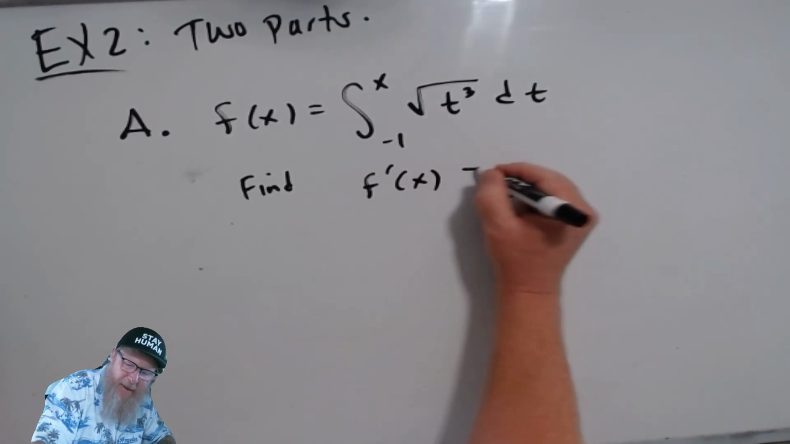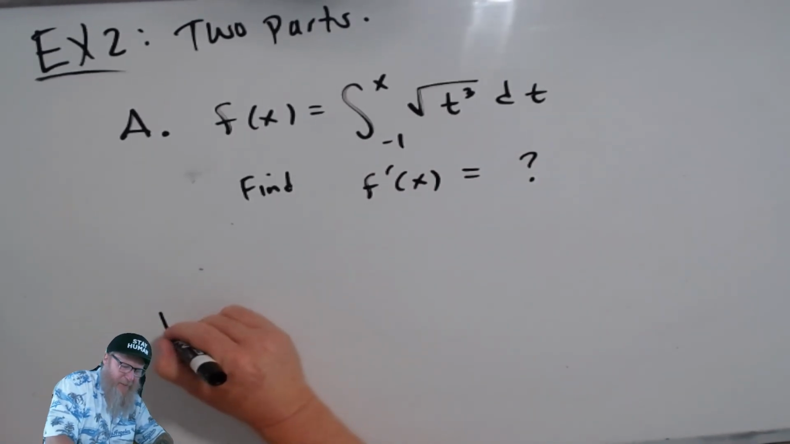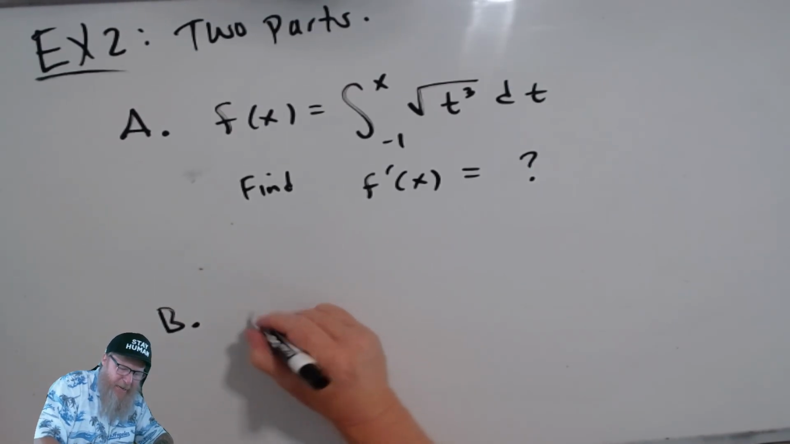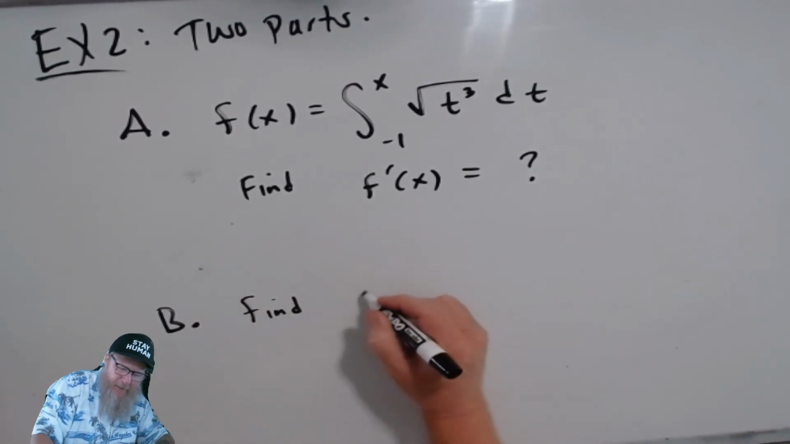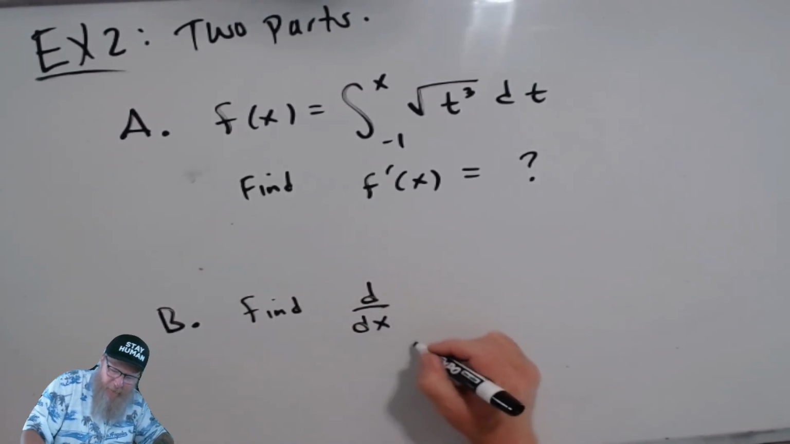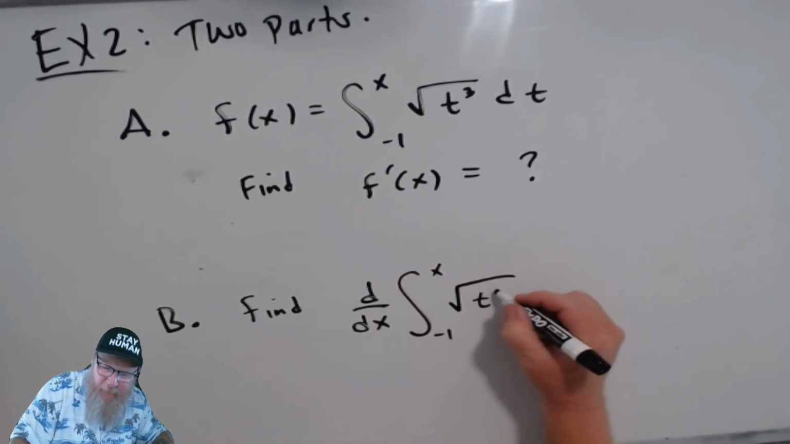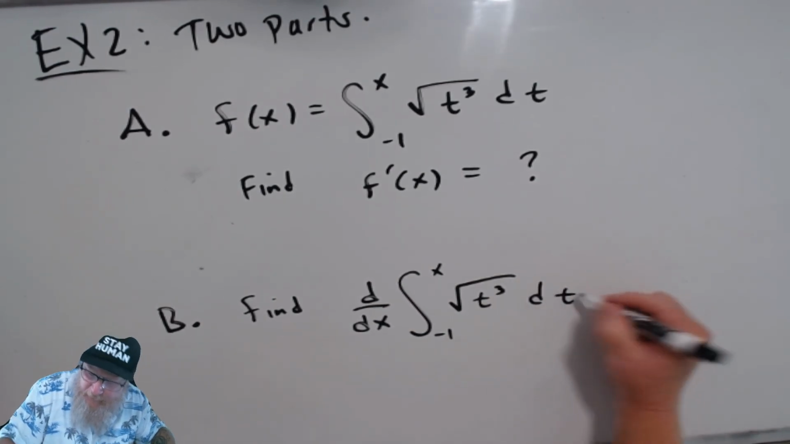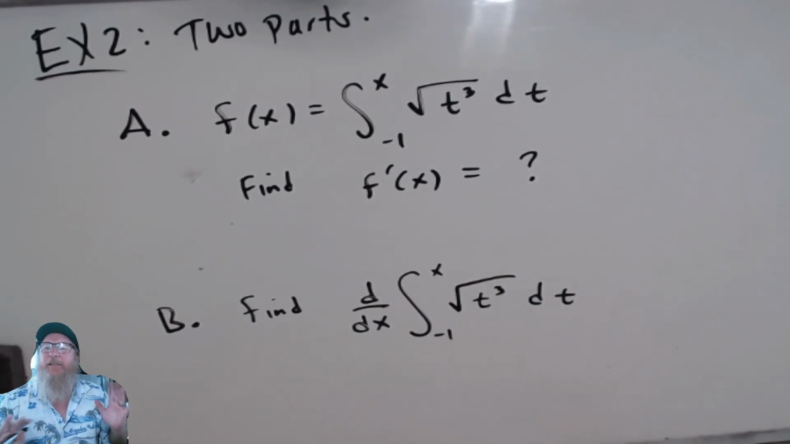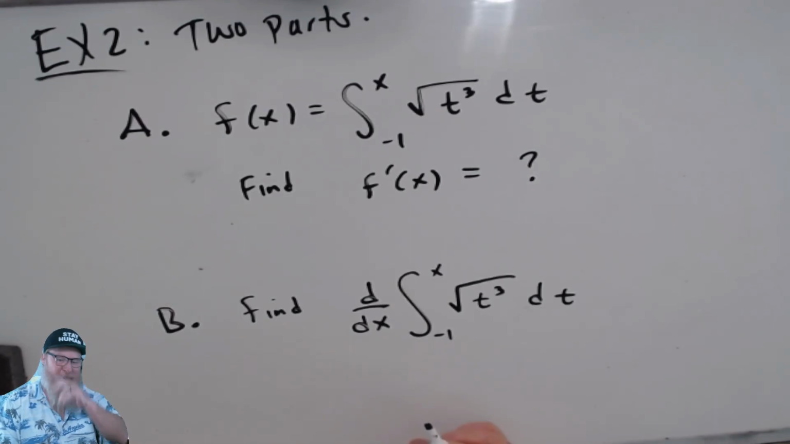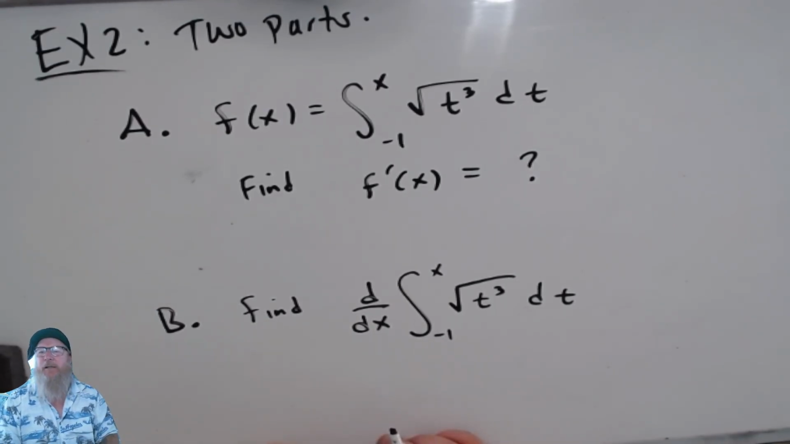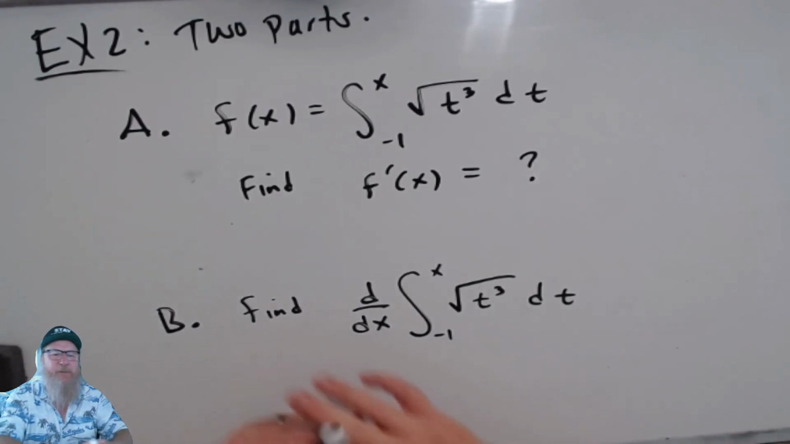Find f prime of x. And then part B, find the derivative with respect to x of the integral from -1 to t of t to the cube dt. I really like doing the same problem two different ways. They should give you corresponding answers.